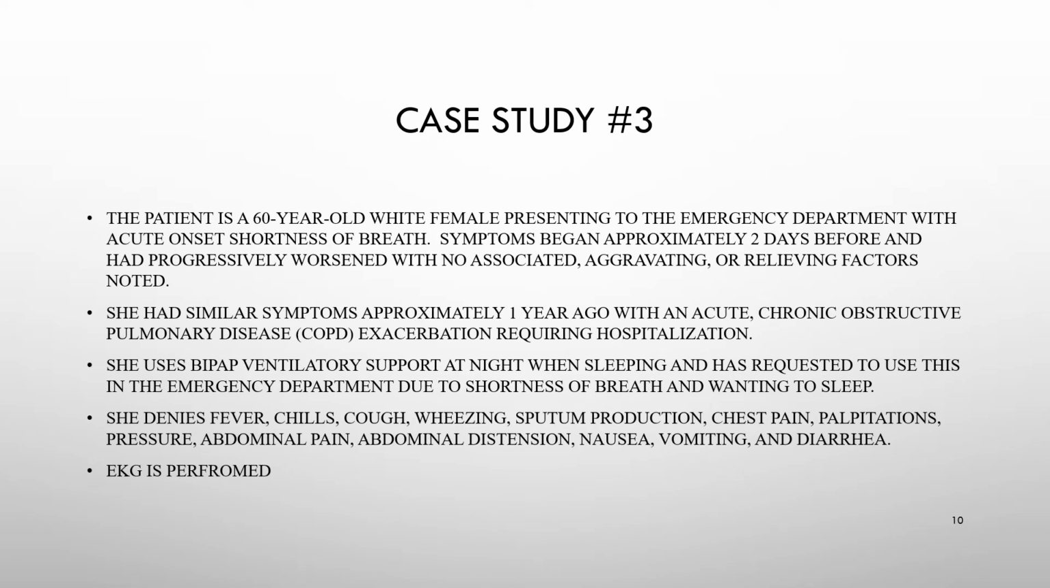Case number 3. The patient is a 60-year-old female presenting to the emergency room with acute onset of shortness of breath. The symptoms began approximately 2 days ago and progressively worsened, with no associated aggravating or relieving factors noted. She had similar symptoms approximately 1 year ago with an acute chronic obstructive pulmonary disease exacerbation requiring hospitalization. She uses a BiPAP at home at night when she's sleeping, and she also requested to use it in the emergency room because of shortness of breath and wanting to sleep.